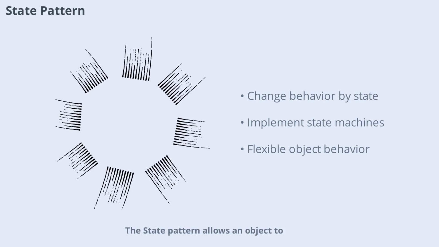The state pattern allows an object to change its behavior when its internal state changes. It appears as if the object changed its class. In Java, this pattern is useful for implementing state machines or objects that need to behave differently in different situations, such as UI components or workflow engines.